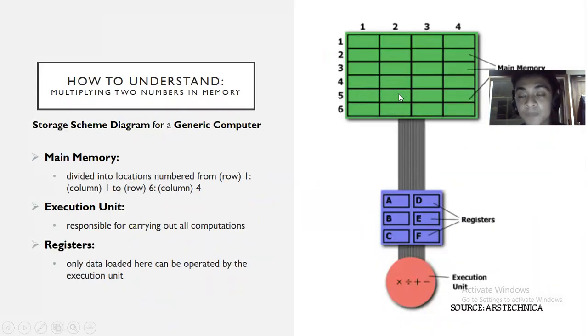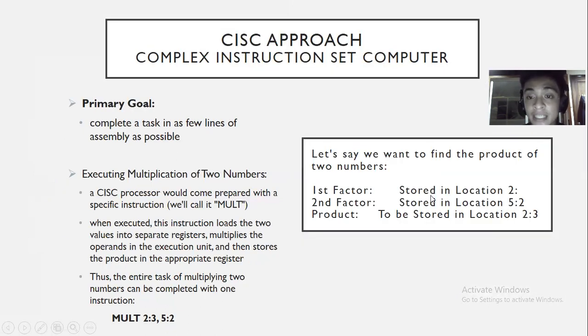So 5.2. We have the data stored over here in our main memory, and then the product is to be stored in location 2.3.